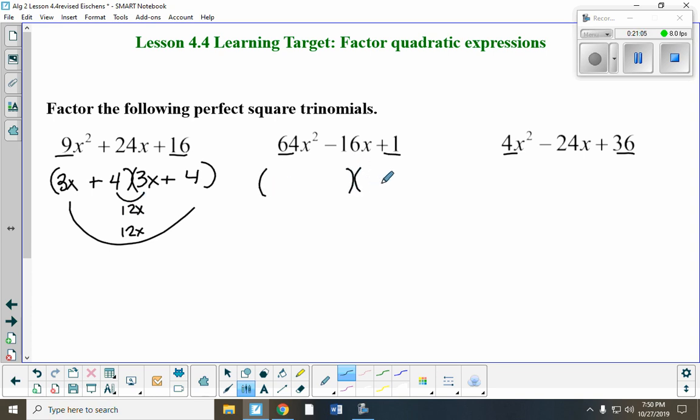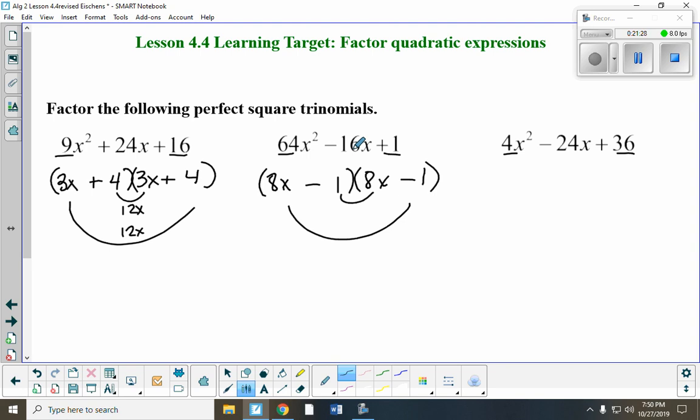Let's try another. This time we have to watch our signs. So 8x and 8x. 8 times 8 is 64. 1 times 1 is 1. And now we have a positive here, which means it's either two positives or two negatives. So it'll be negative because negative 8x and negative 8x gives us negative 16x.